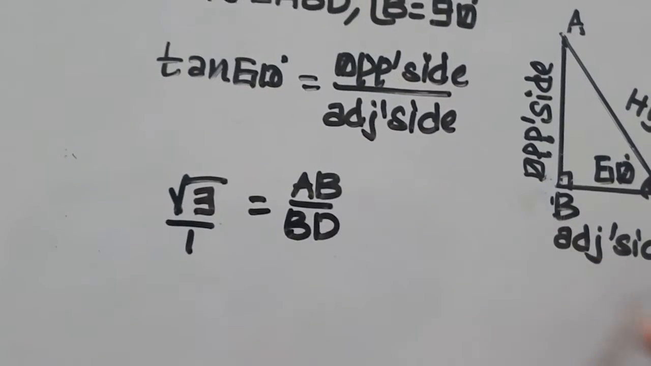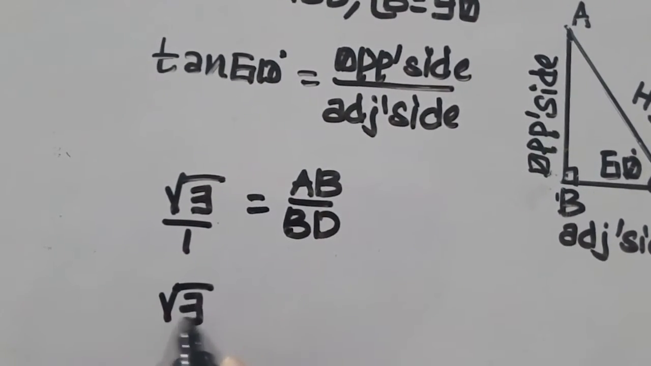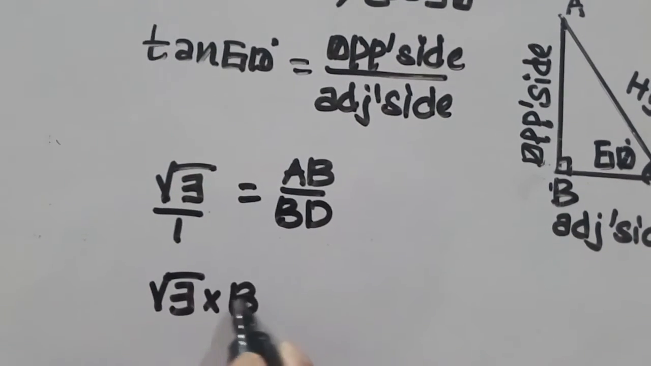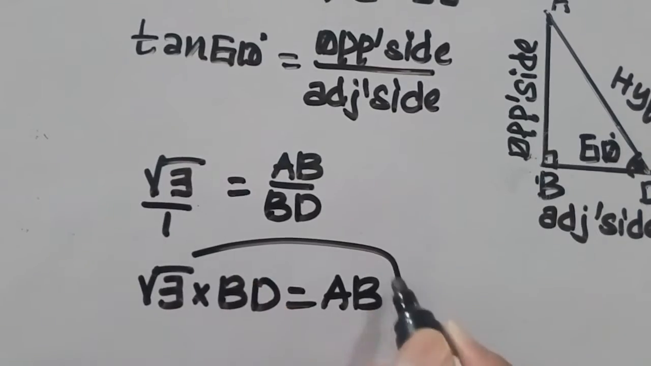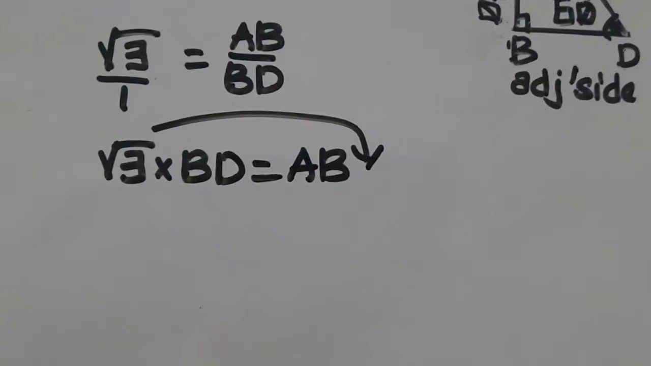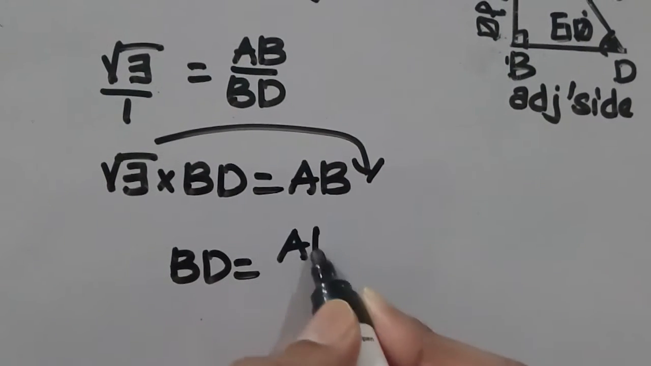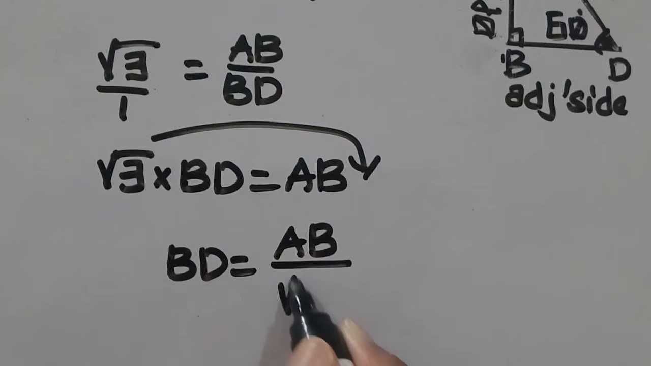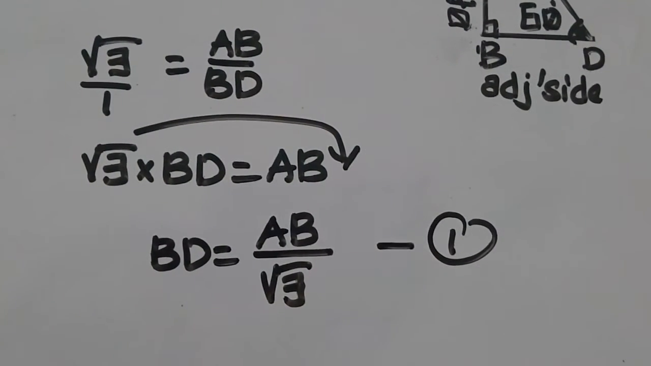Now we will find this BD value. Cross multiplication: root 3 into BD is equal to AB. Now root 3 on the RHS, a multiplication quantity becomes a division quantity. Here BD is equal to AB by root 3. This is equation 1.